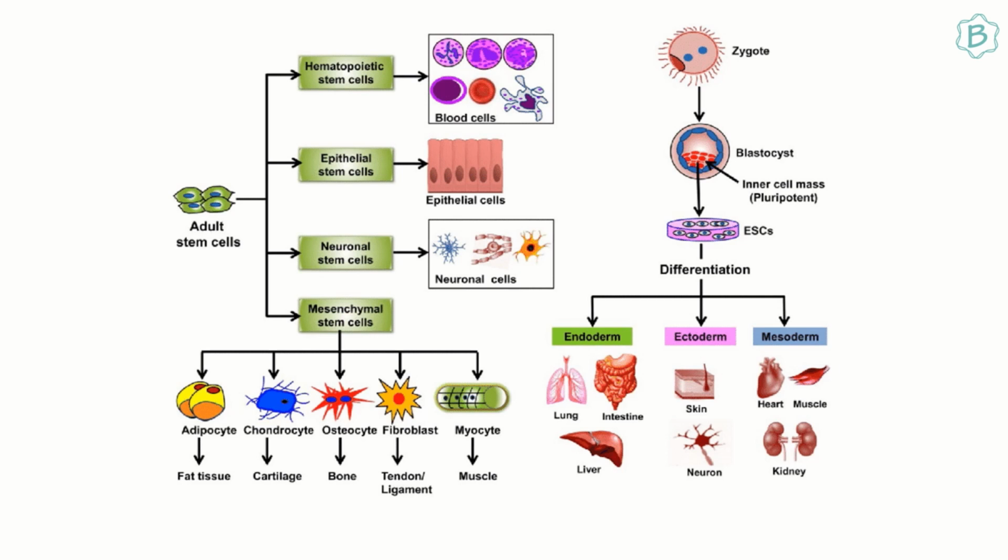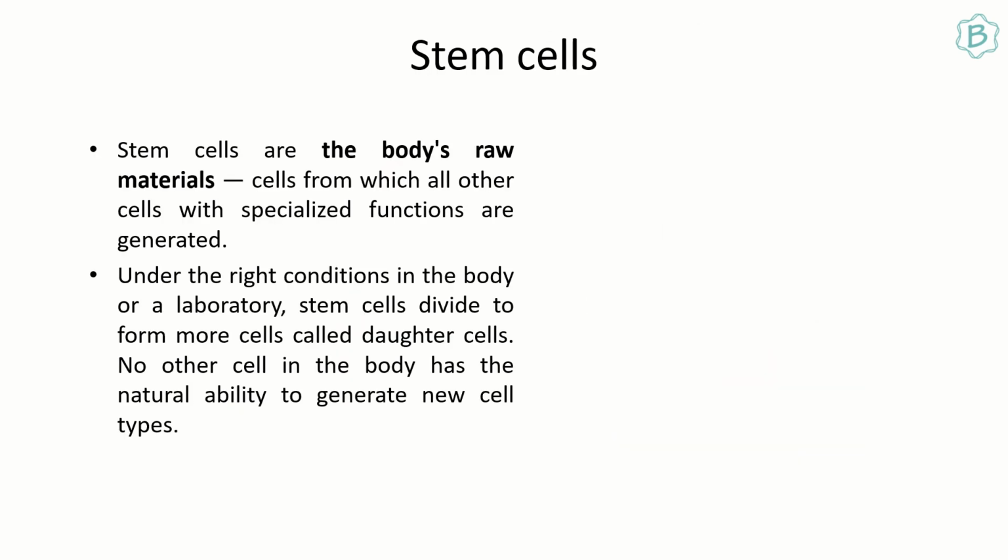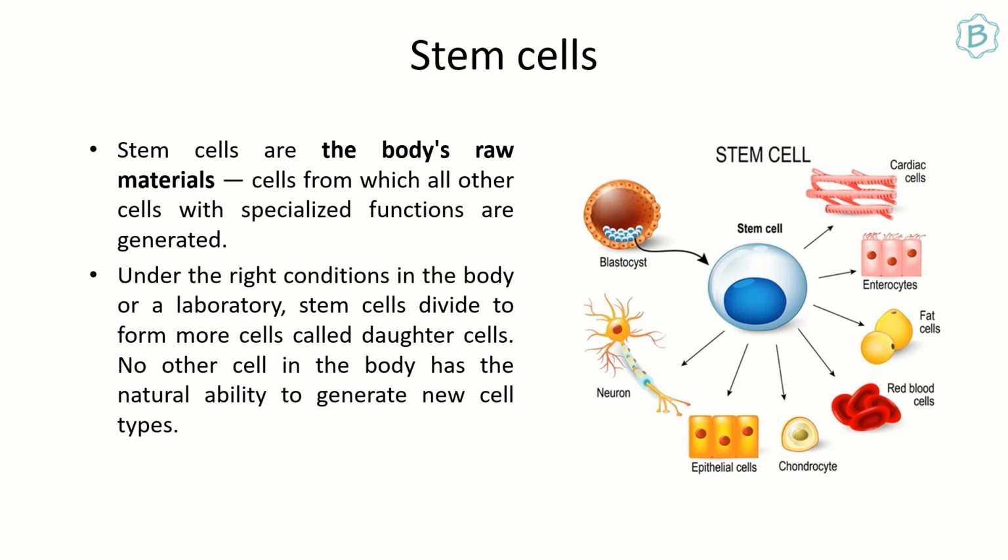What is the result of particular differentiation? Stem cells, as I told, at the stage of morula, are totipotent. They can differentiate into all types of cells. So stem cells are basically what? The body's raw material, cells from which all other cells with specialized functions are generated. Here, as I told, from the blastocyst, that means from the morula stage, the inner cell mass stem cell is differentiated into a type of cell.